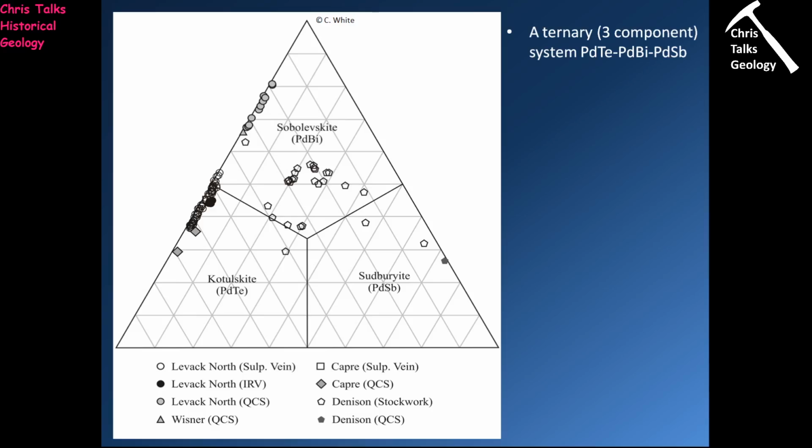And just to show you how this can actually work out, this is something that comes from my PhD thesis. So here we have 3 different minerals. We have kotulskite, sobolevskite, and sudburyite, and you'll see they're palladium minerals, so Pd, Pd, Pd. And they obviously have different semi-metals associated with them. So we have tellurium, bismuth, and antimony here. And so what you can see is the tellurium, the bismuth, and the antimony can all substitute for each other. The palladium always stays the same. And so what you'll see is you end up with this whole range of different compositions.